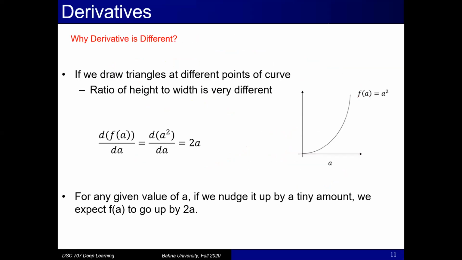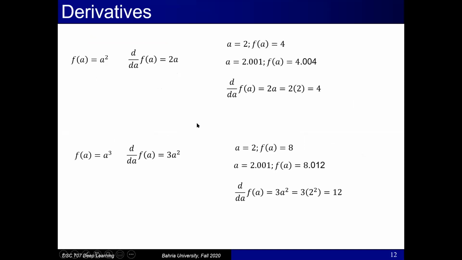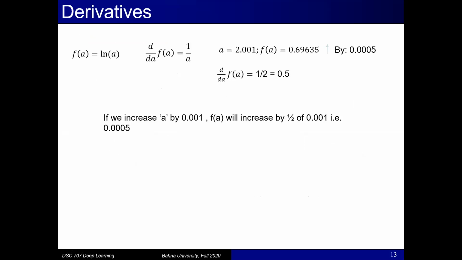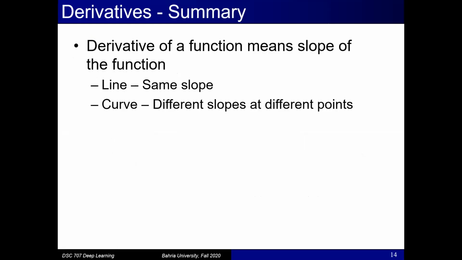So you can extend the same idea to different functions, right? For example, you can do it for a cube, or you can do it for log, and you can convince yourself that every time you compute the derivative numerically or using a formula, you end up with the same thing. So this is basically what derivative was. The summary is that if you have a straight line, you have the same slope at all the points. So that's why you have a fixed derivative at all the points on the line.